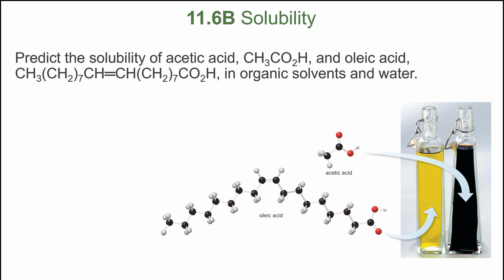We can predict the solubility of acetic acid, which is CH3CO2H. This is right here, acetic acid. And then oleic acid, which is a fat that can be used for salad dressing. So it's a fat that is also an oil. And you might be able to do this problem without even doing the math here. Acetic acid is in vinegar. This is vinegar, and then oleic acid is in oil.